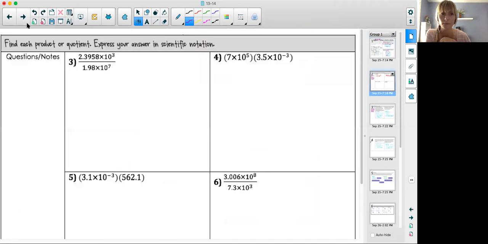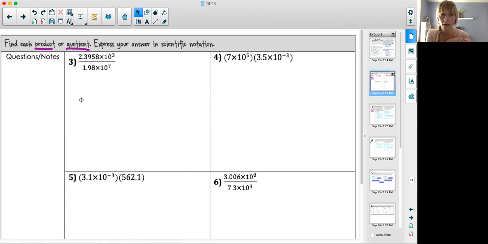Let's practice this some more. So these instructions say find each product, that means multiplication, or quotient, that means division. All of your work today and all of your practice today is all about multiplying and dividing in scientific notation, okay? So if you take a look at number 3, this is a division problem. I want you right now to type in your calculator 2.3958 divided by 1.98. You are dividing coefficients. Go ahead, type it in your calculator, practice it.